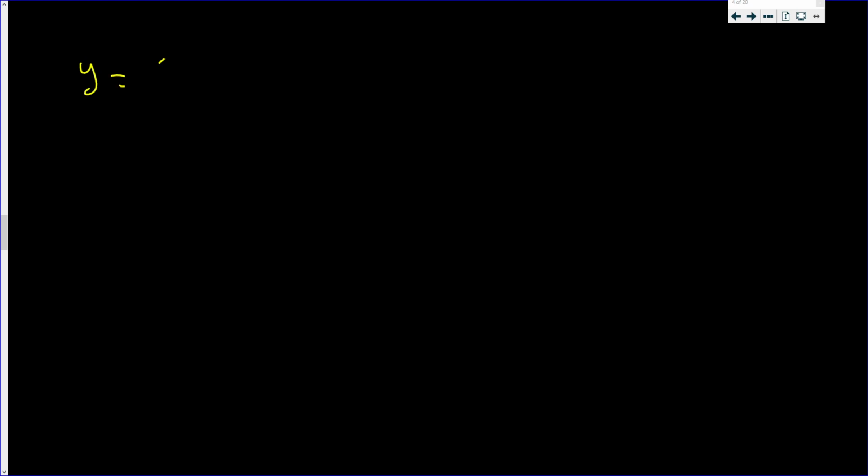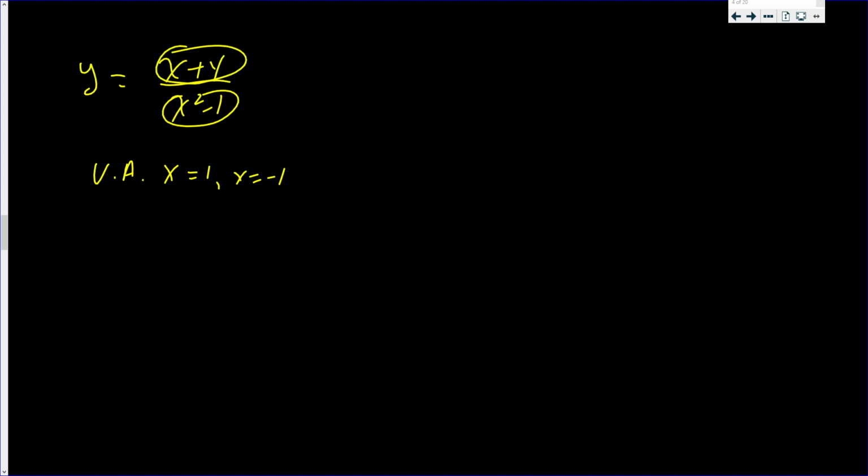Suppose you were asked to graph this. First thing I would do is work on vertical asymptotes. I guess you can work on horizontals if you like first. You have a vertical asymptote at an x value or x values that makes the denominator 0 but doesn't make the top 0. Well, this bottom is 0 when x is 1 and when x is negative 1. And it doesn't make the top 0. So those are the vertical asymptotes.